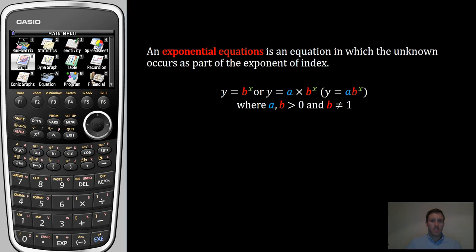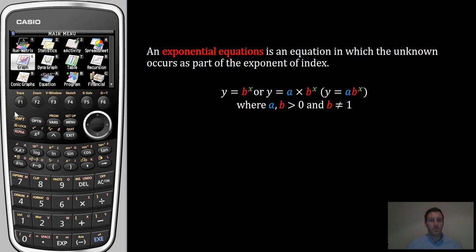An exponential equation is an equation in which the unknown occurs as part of the exponent or index. Exponential functions have the form y equals b to the power of x, or y equals a multiplied by b to the power of x, which can also be written y equals a times b to the power of x, where a and b are both greater than 0 and b is not equal to 1.